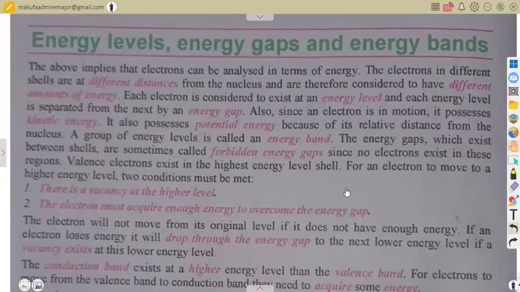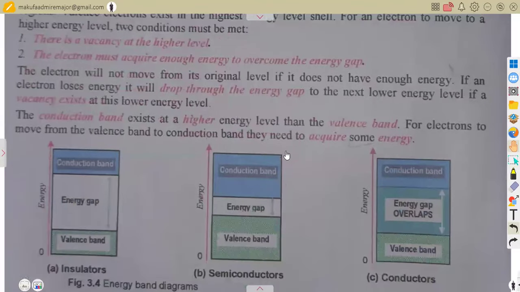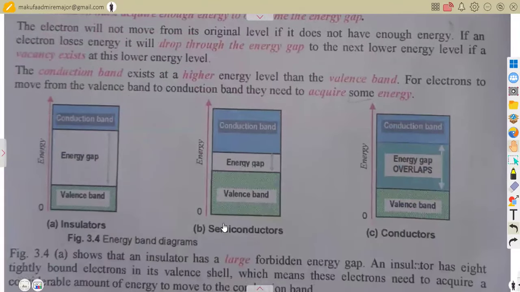Then I also need you to go through the energy levels, which are the energy gaps and energy bands, which is also important in your syllabus. They also need you to understand these for the different types: the insulators, semiconductors, and the conductors, in terms of the conduction band, the energy band. So they are going to need you to draw these diagrams.